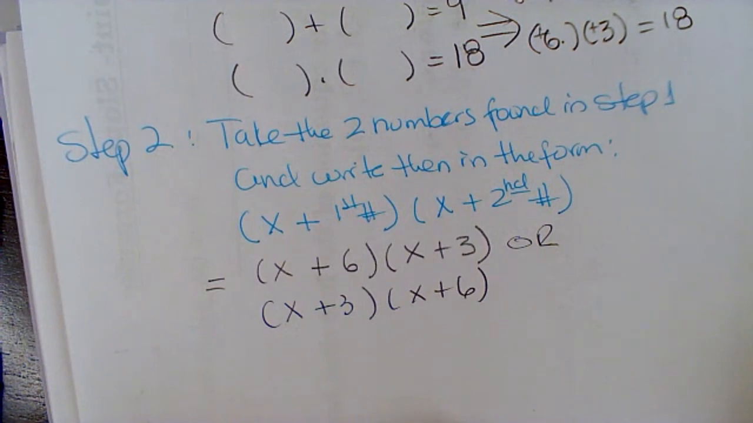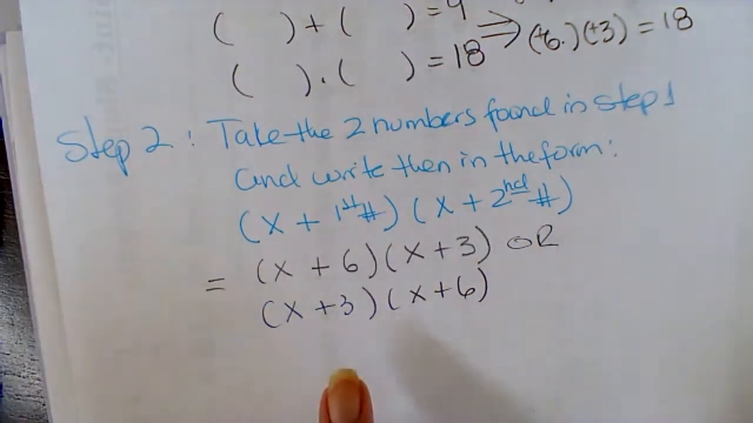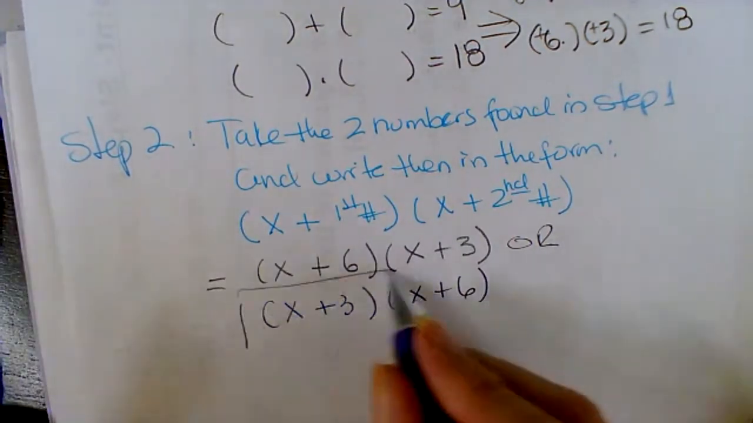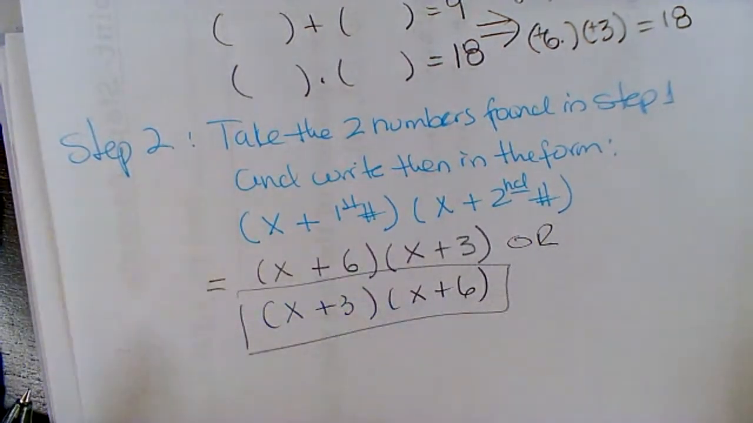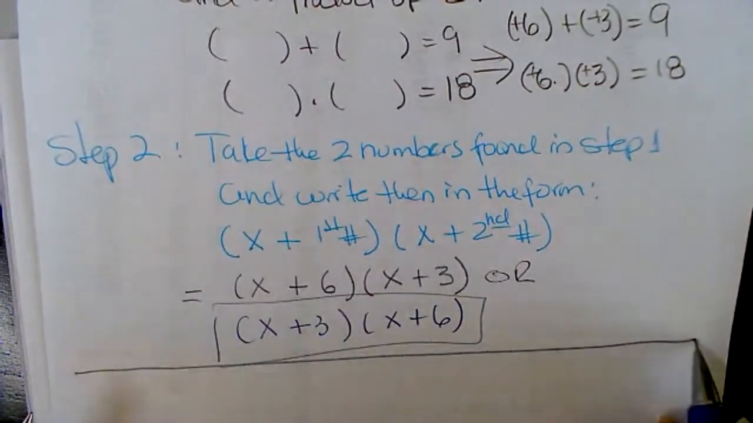So 3 plus 6 is 9 and 3 times 6 is 18. So the order of the numbers, it doesn't matter. Does not matter at all. And we just factor. Okay, so write that down and we'll do another one.